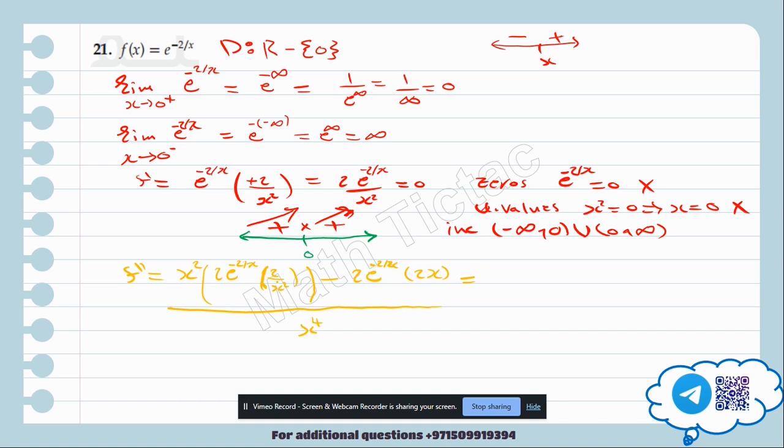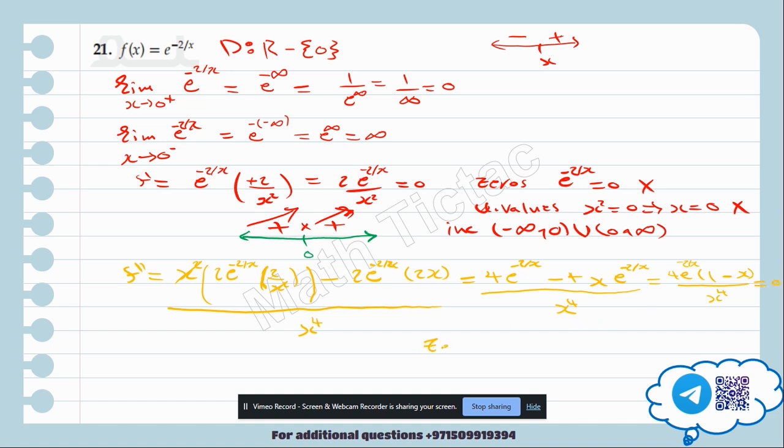So now let's simplify it a little bit. We can eliminate the x squared with x squared. So I will have 2 times 2, which is 4, e to the power minus 2 over x, minus 2 multiplied by 2, which is 4, x e to the power minus 2 over x, over x to the power 4. So I can take 4 e to the power minus 2 over x as a common factor. That will leave me with 1 from the first, minus x from the second, over x to the power 4. Let's make this equal to 0.